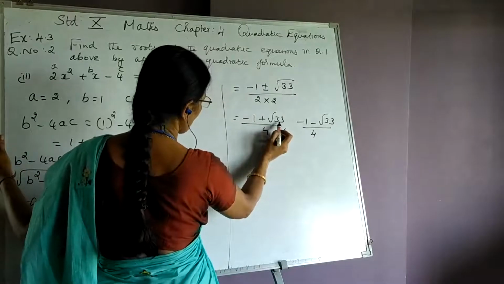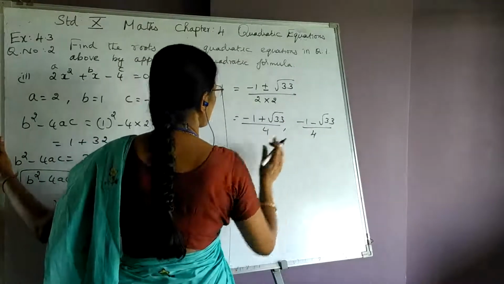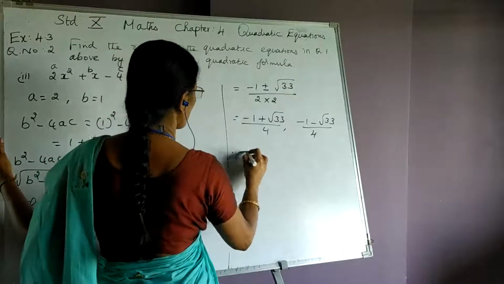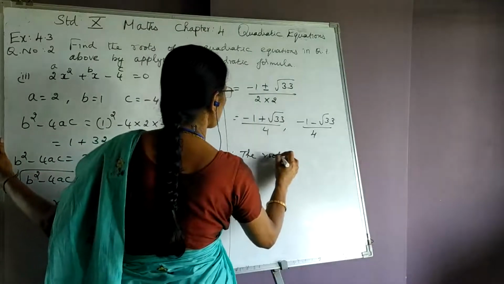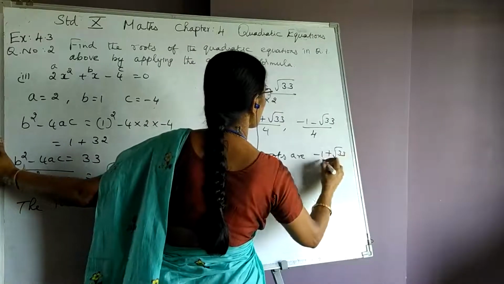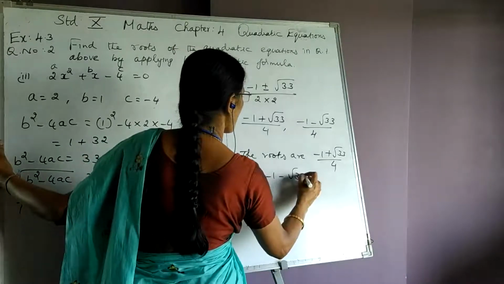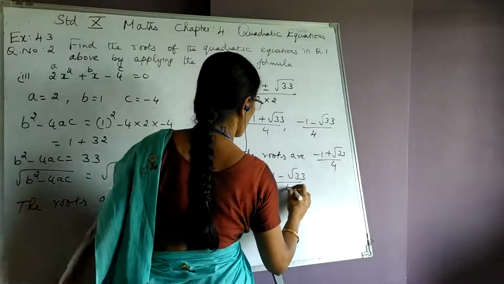This is an irrational number and this is a rational number, which cannot be combined. Therefore, these are the required roots. Therefore, the roots are minus 1 plus root 33 upon 4 and minus 1 minus root 33 upon 4.